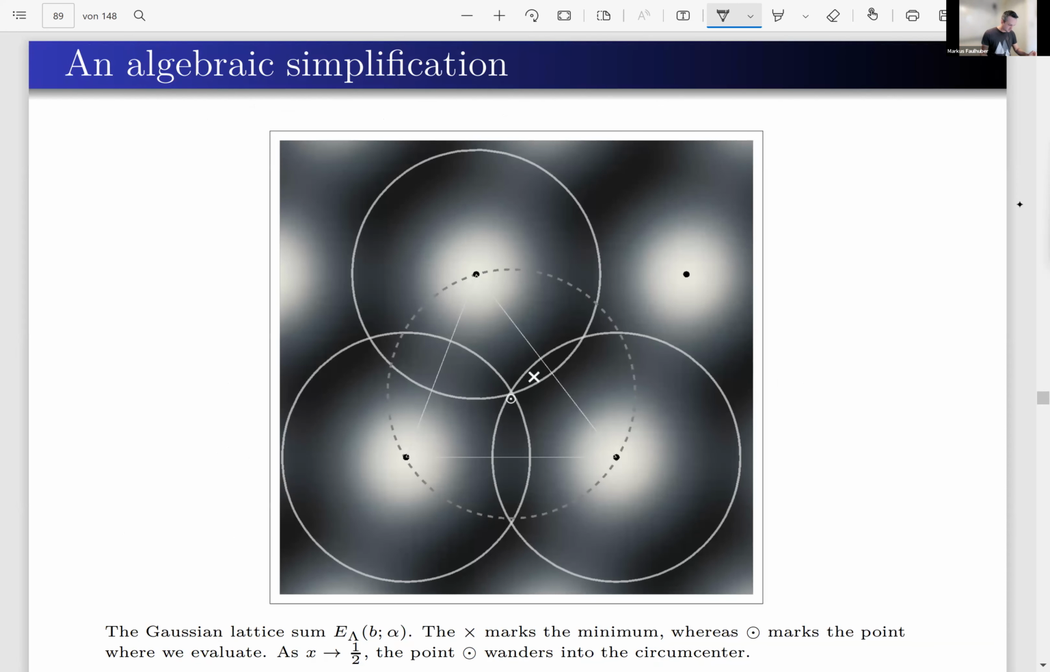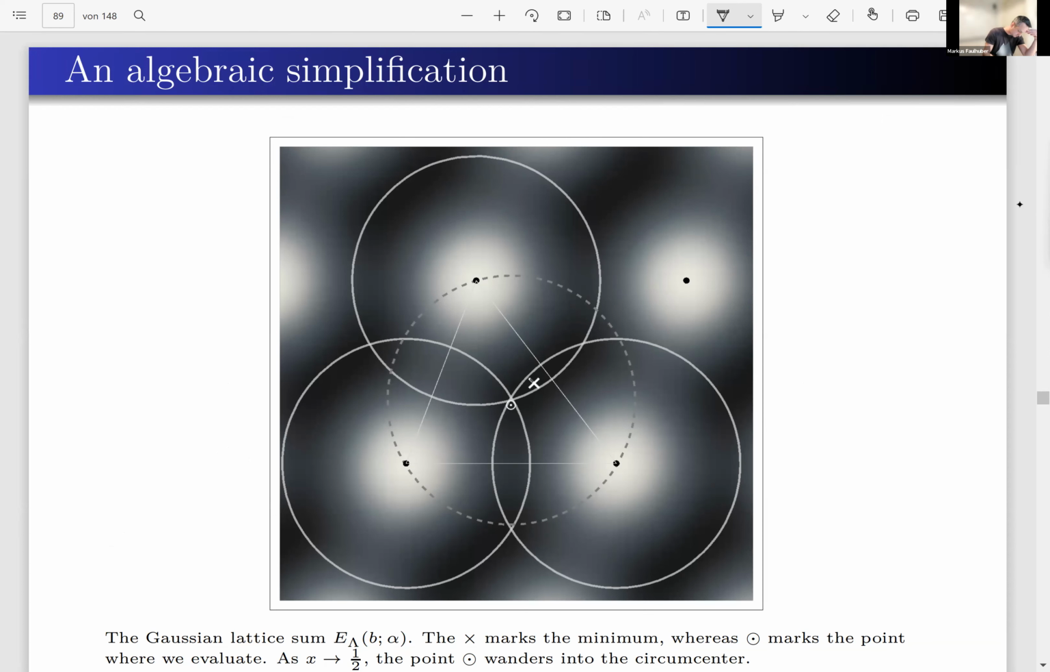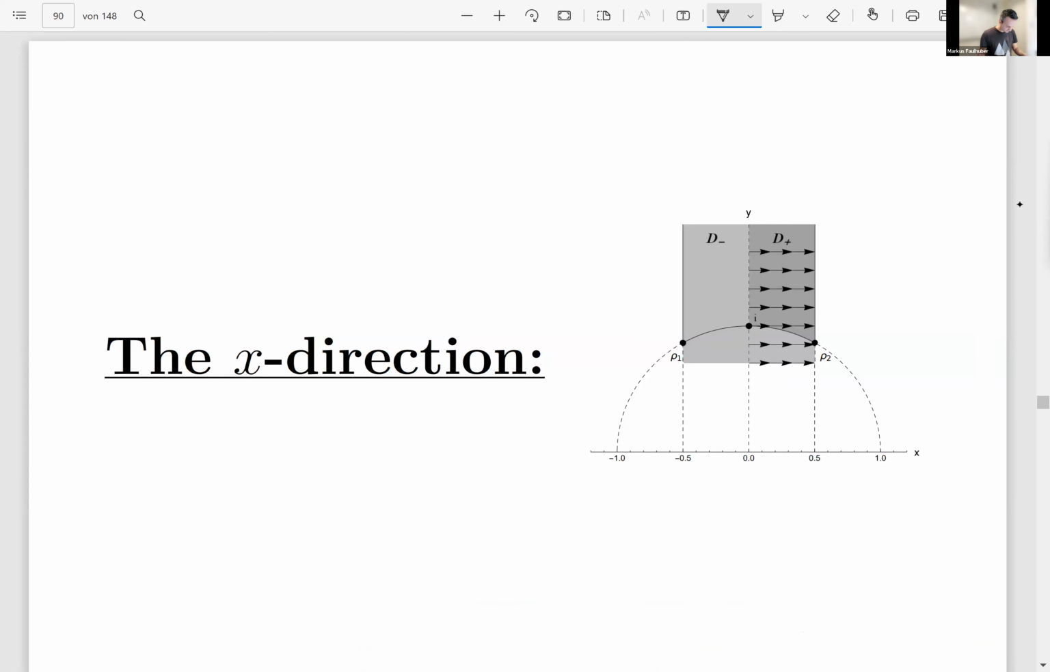So this is just a picture of the minimum here, this X, and this point here, which is not the circumcenter, but which approaches the circumcenter as X goes to 1/2, is where we evaluate, and for some reason it worked out. So there is some stability result probably in the background, which we are not yet fully aware of.